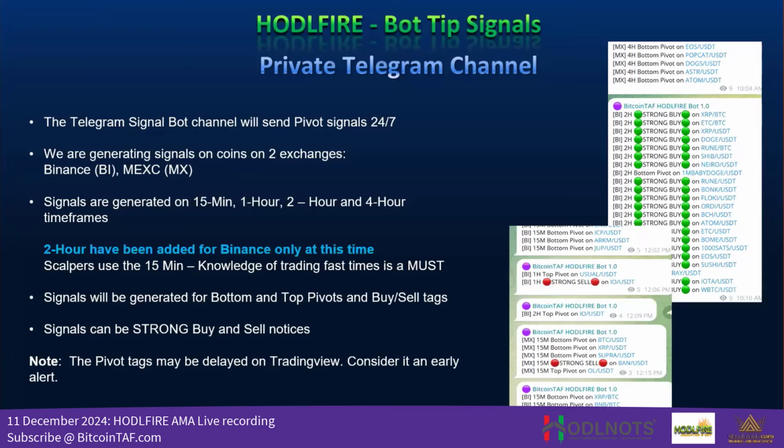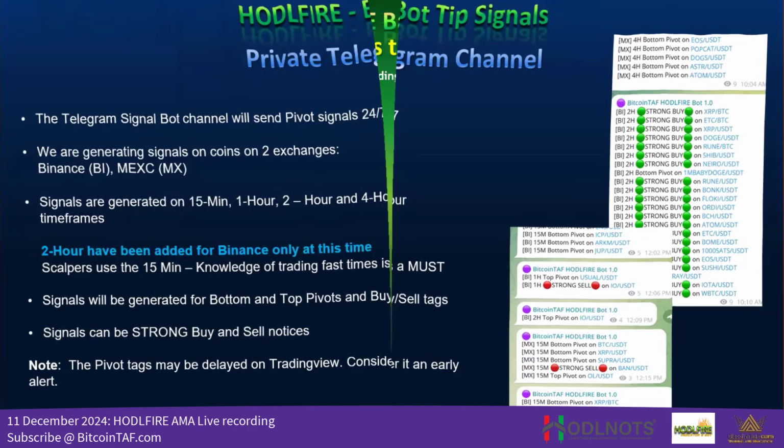The 2-hour, we did upgrade and we added the 2-hour because we could do that on Binance. We had a lot of people that really wanted the 2-hour, so we added it. So you will now see that on there. But we will get signals for bottom pivots, top pivots, and then strong sells and strong buys. That's what the bot will give you if you're using them.